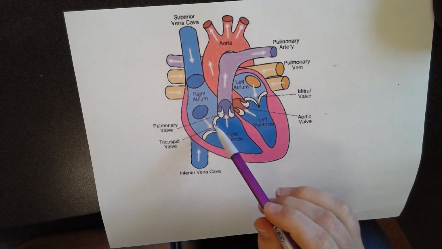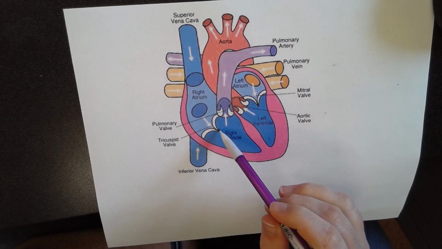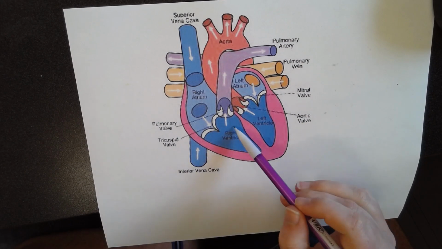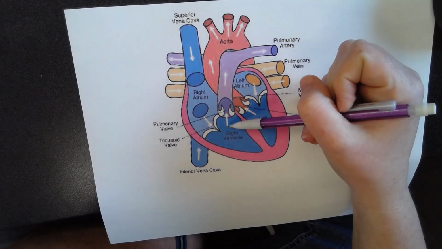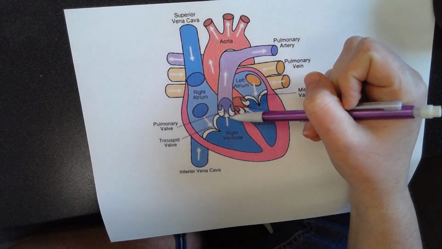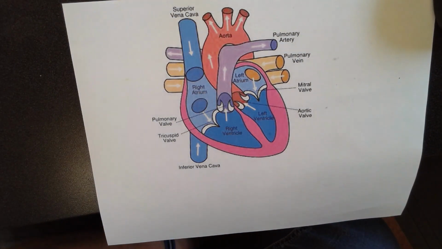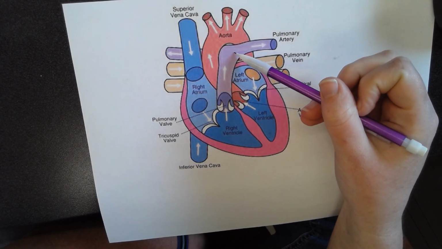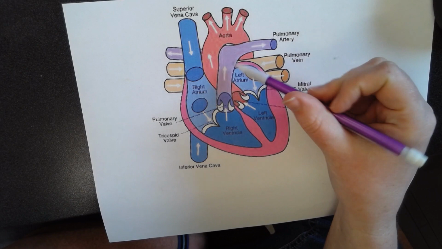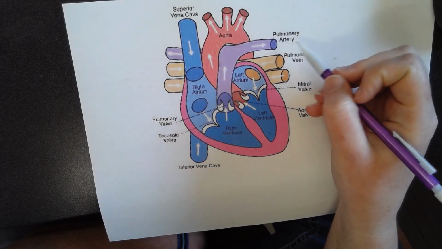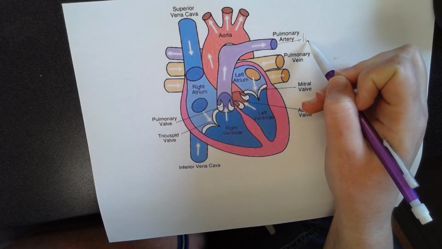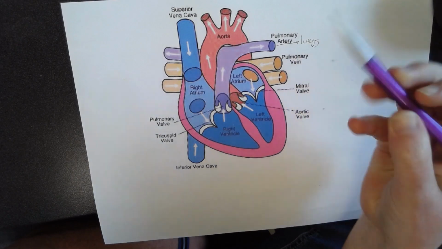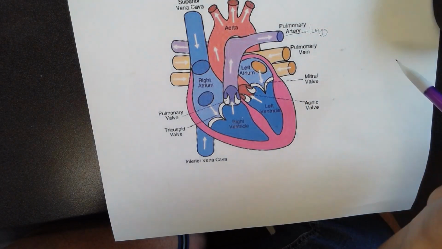Then that blood is going to go through the tricuspid valve into the right ventricle. And it's going to go through the pulmonary valve, which you remember is one of the semilunar valves. And that is going to go to the pulmonary artery. So this is a pulmonary trunk. And that is going out to the lungs. So that is pumping blood away from the heart.